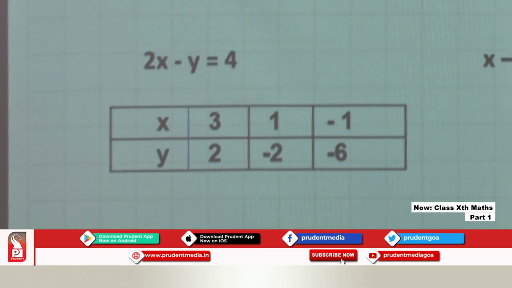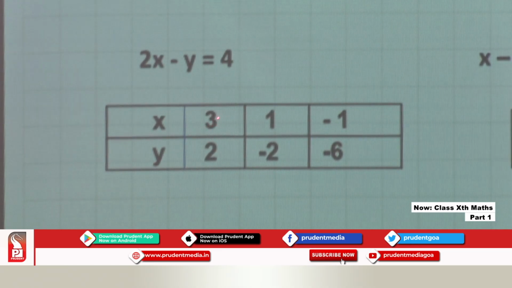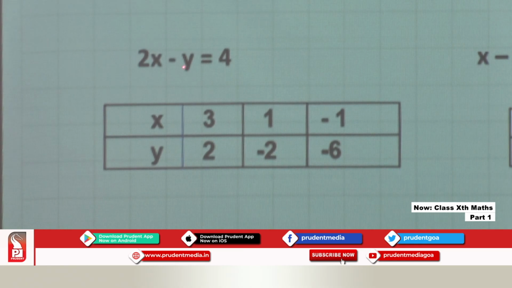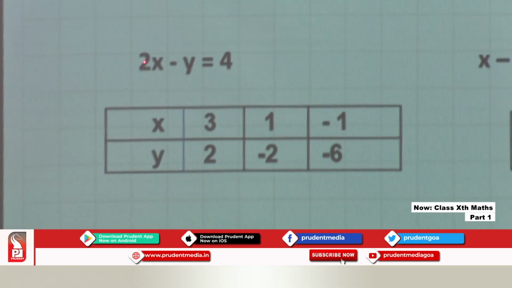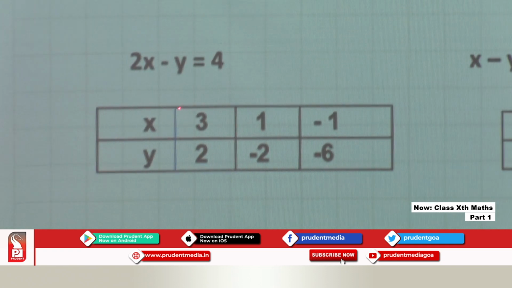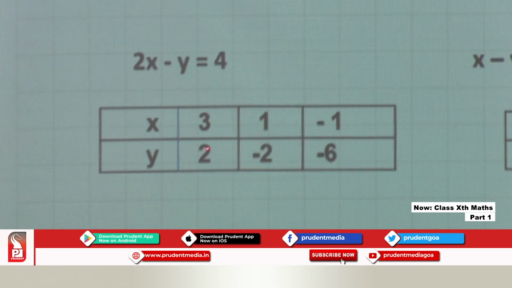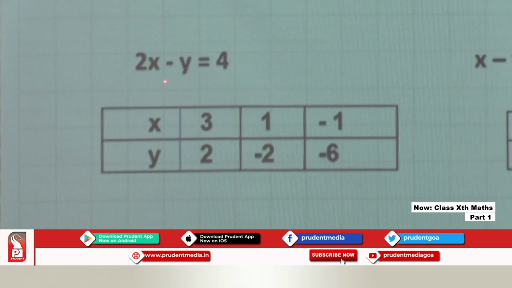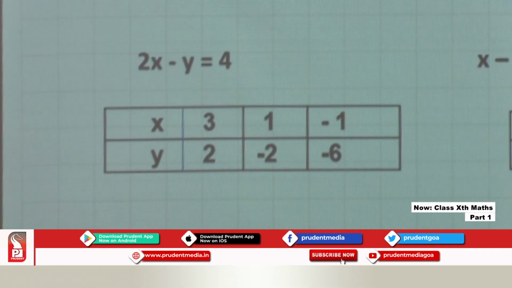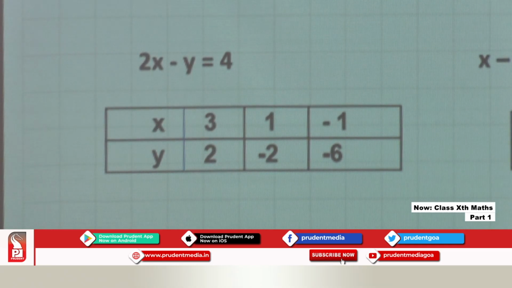So what I have done here, I have taken here value of x is 3. So you substitute here value of 3, 3 2s are 6, and I have taken value of y is 2. Value of y is 2, so 3 2s are 6, 6 minus 2 is 4. So we are getting here the right hand side. When you are substituting these values of x and y in the given equation, your left hand side and right hand side has to be balanced. If it is not getting balanced, that means your values of x and y are wrong.